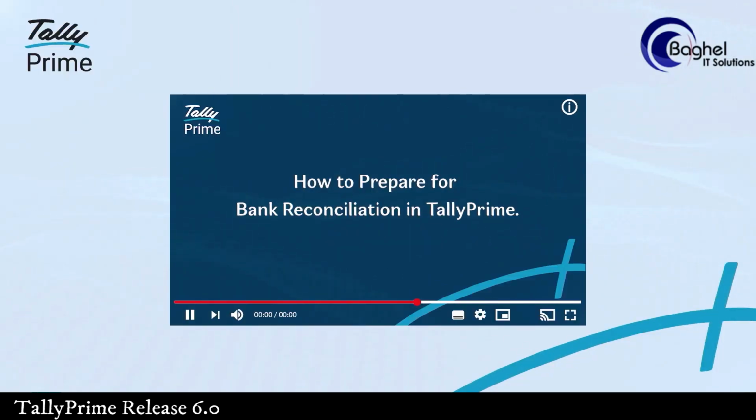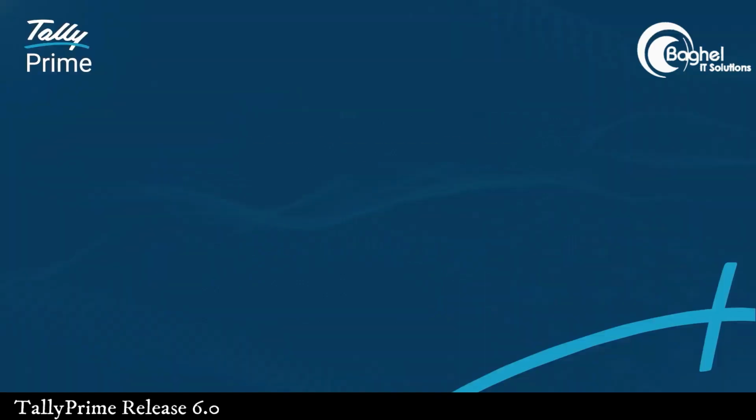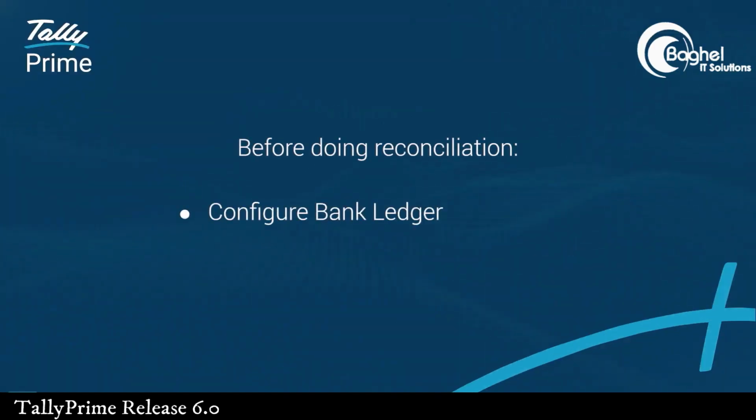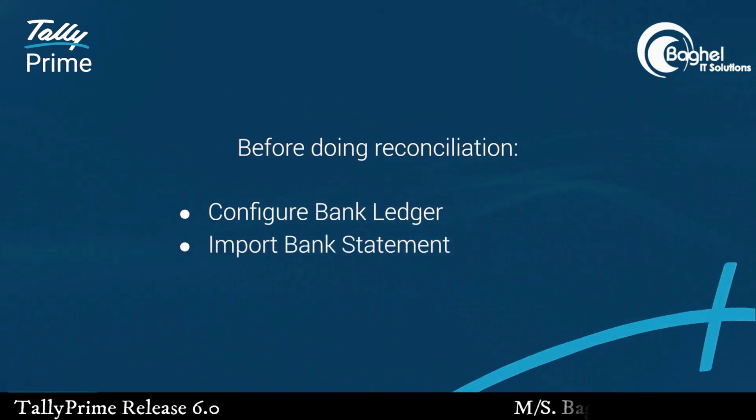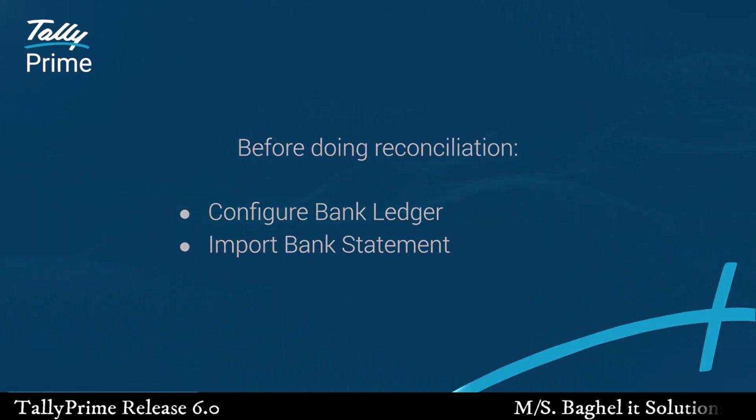To know more, view the video, How to Set Up Bank Reconciliation in TallyPrime. The link is in the description box. To use the enhanced feature, ensure you have configured your bank ledger for auto-reconciliation. Import the bank statement for the period you want to reconcile. Importing the bank statement adds the bank data to TallyPrime, enabling reconciliation with book transactions by linking with bank data.